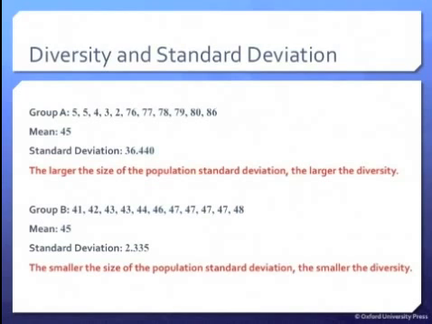For group B, the population standard deviation is 2.335. This is a very low number. This tells us that on average, the numbers in the set are about 2.33 points away from the mean of 45, which tells us that there is very little diversity in the set, that the numbers in the set are very close to each other.